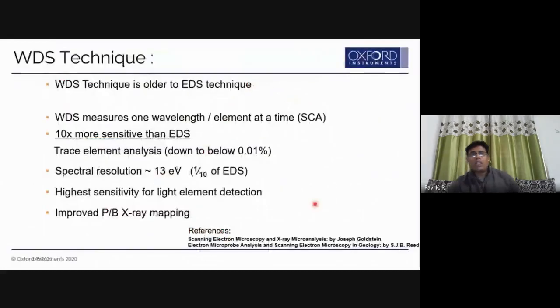Now let us look at it. As I told you, the WDS technique is older than the EDS technique. WDS measures one wavelength or one element at a time. We will see what the difference is. This part, as I told you, has at least 10 times better sensitivity than EDS. In fact, it is more.